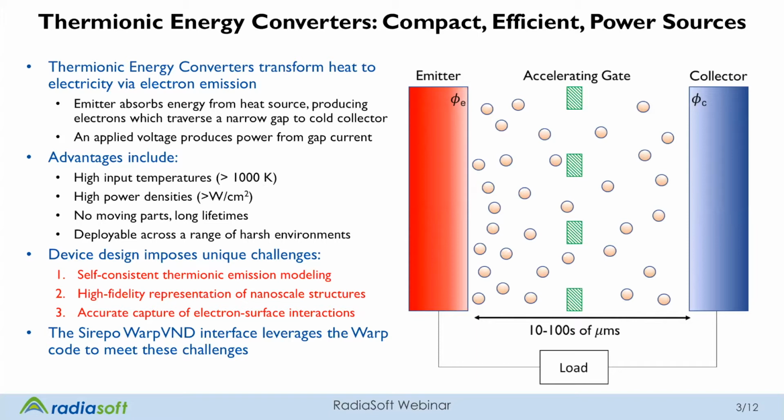Because these are small structures, you really need to be able to resolve with high accuracy many of the various nanoscale structures that might be used for support or for manipulation of the electron current. And lastly, you really need to accurately capture electron surface interactions, not just with the emission process, but also with the collection process of the electrons in the system. And what I'll be showing for this demonstration is that the Warp code, as well as the Sirepo Warp VND interface, have really been designed and improved upon to meet many of these challenges for device design.